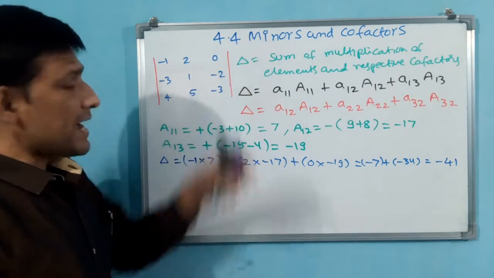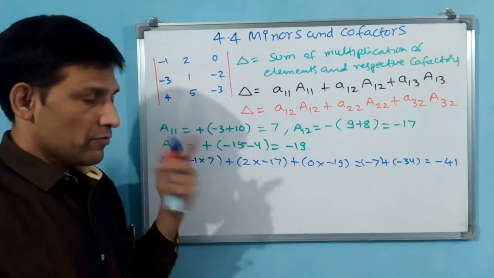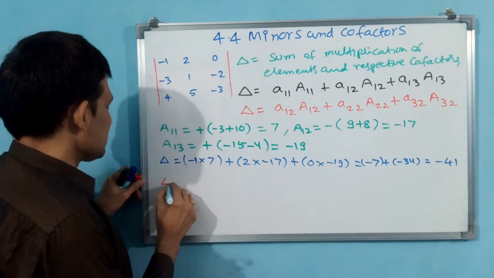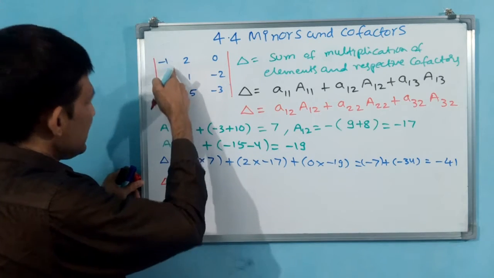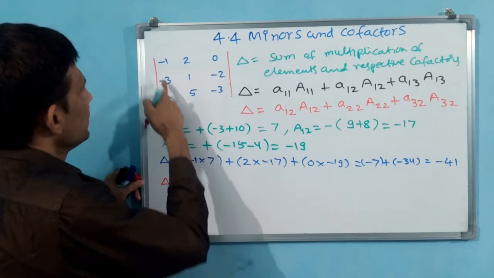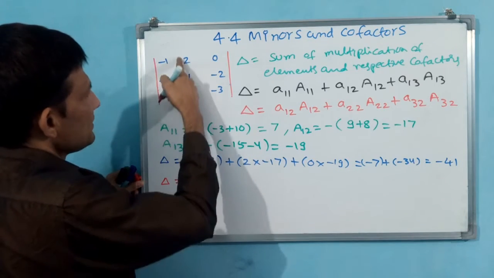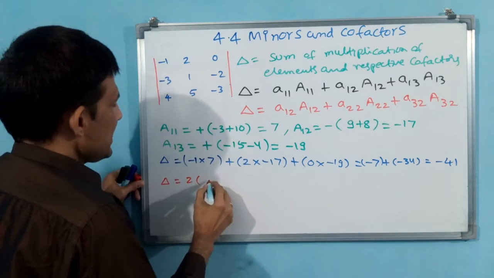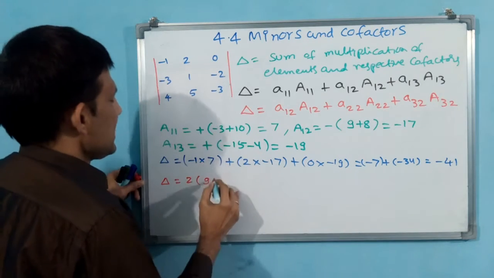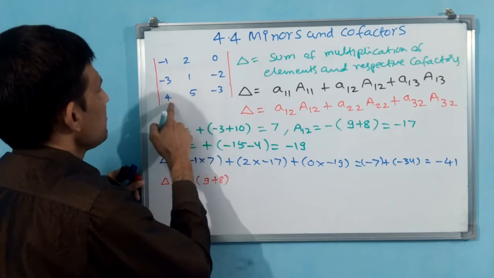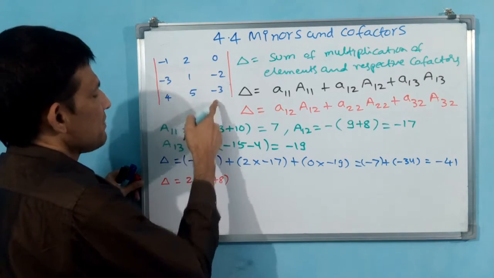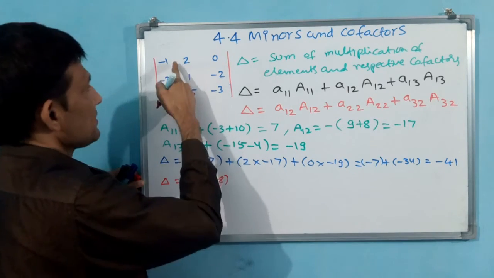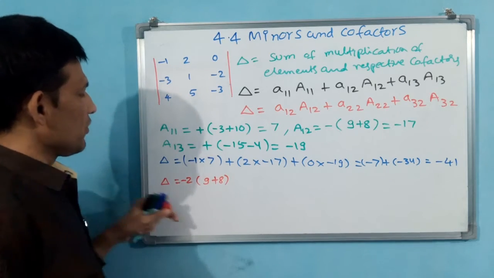Now what do we do? Directly we will do this, the minor and cofactor process. Directly we will find delta. I am finding delta by this row and column. We will find it by 2 into 9 plus 8. Why? Because minus 8. This is minus minus plus, and minus of minus 8 is plus 8. Now here this is minus, that you have to keep in mind.